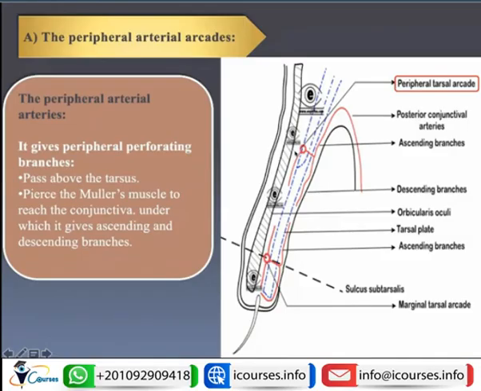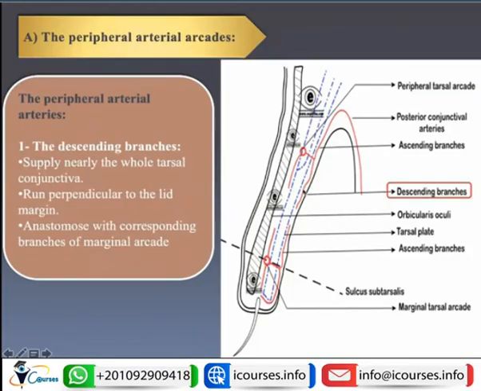So these perforating branches will perforate what structure? It will perforate the Müller muscle. This is very important for the exam and is asked frequently. Which structure does the peripheral tarsal arcade, or peripheral arterial arcade, perforate? It will perforate the Müller muscle. So what happens after the peripheral arterial arcade perforates the Müller muscle? Then it will give an ascending branch and a descending branch.